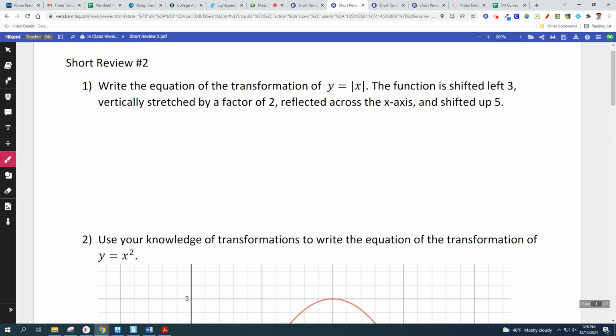All right, so left 3, that means we're going to have inside the bars absolute value of x plus 3. And up 5, we know that that's going to be over here plus 5. Vertically stretched by a factor of 2, we're just going to put a 2 in the front of it, and reflected across the x-axis, that's a flip, so it's going to be negative. So we're talking about transformations. That's all there is to it.